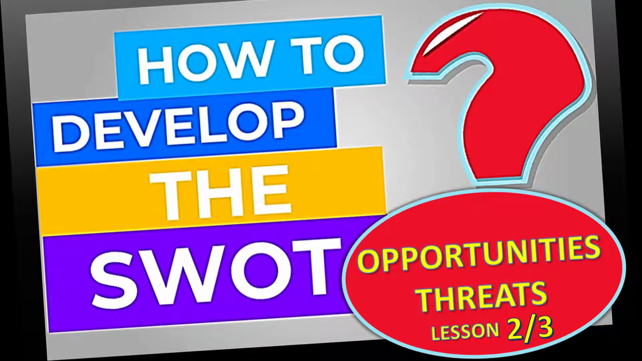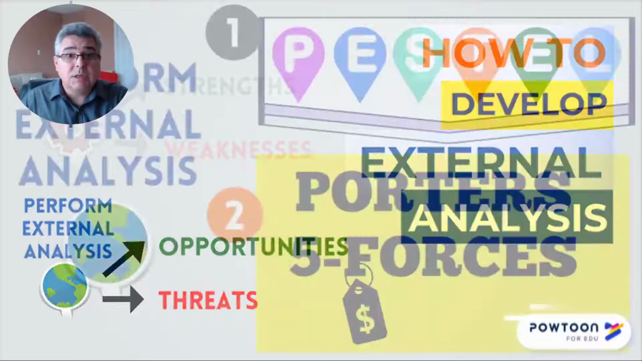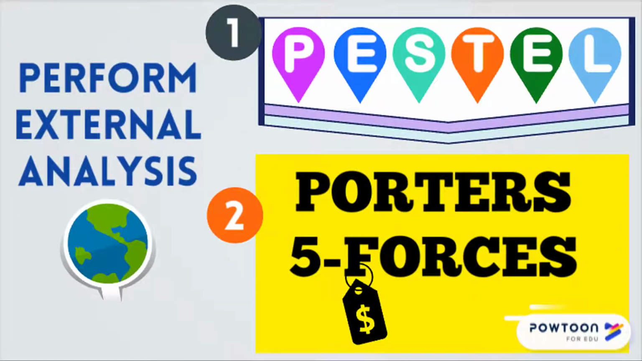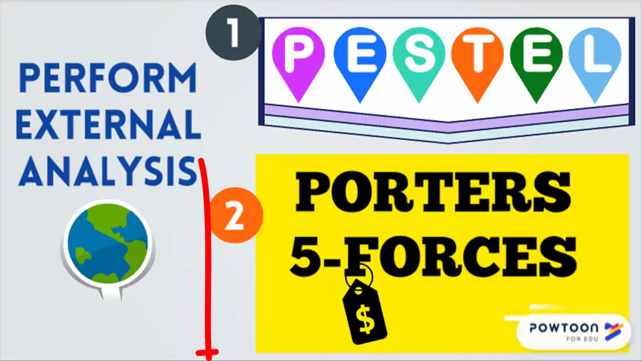Okay, the third lesson to do a professional SWOT analysis is to identify opportunities and threats. Let's work on that. So again, following the same mindset of the first internal analysis, developing the external analysis, we follow a process. Which process? We use two techniques, PESTLE analysis, and the second technique, Porter 5 forces.